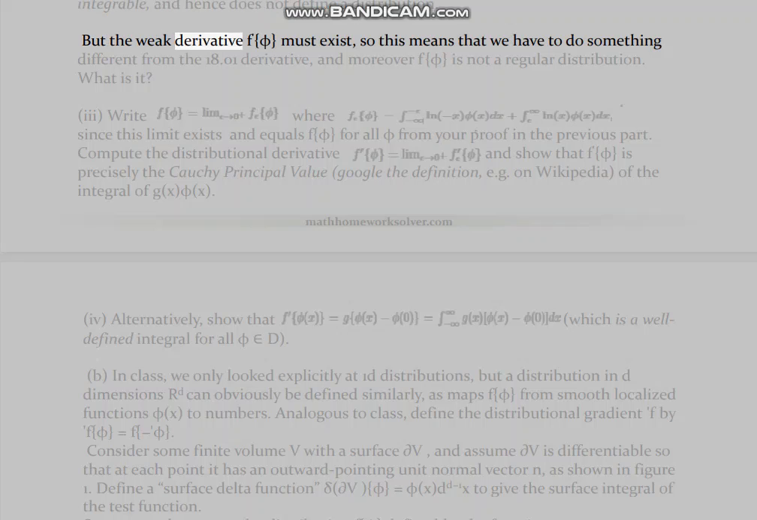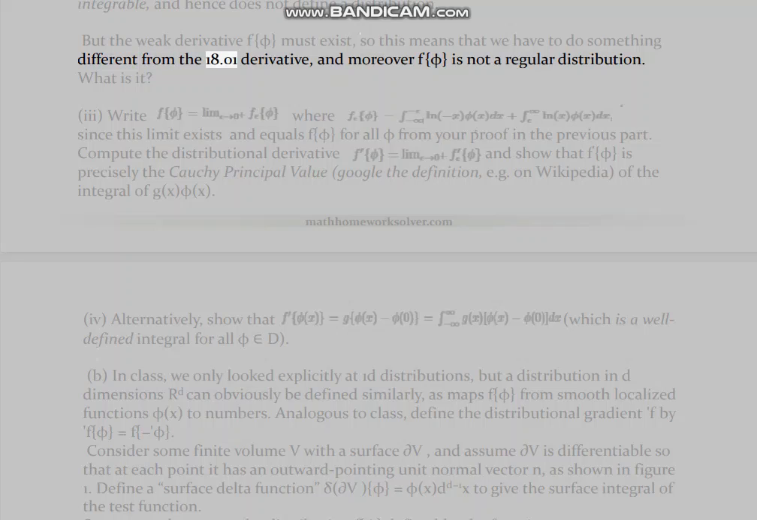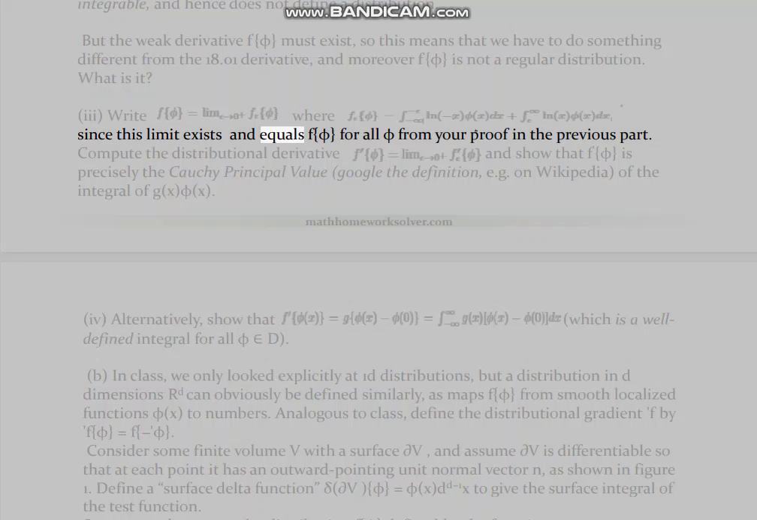But the weak derivative f'[φ] must exist, so this means that we have to do something different from the 18.01 derivative, and moreover f'[φ] is not a regular distribution. What is it? 3. Write the limit, where this limit exists and equals f[φ] for all φ from your proof in the previous part.